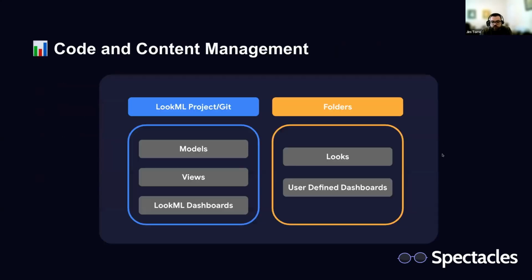So with more than one Looker instance comes this task of synchronizing these instances. There are 2 areas that I want to address today, and that is code and content management. Your code is everything in your LookML project or Git repository. This includes your models, views, LookML dashboards, etc. Your content is everything that's contained in your folder structure, things like looks and user-defined dashboards.